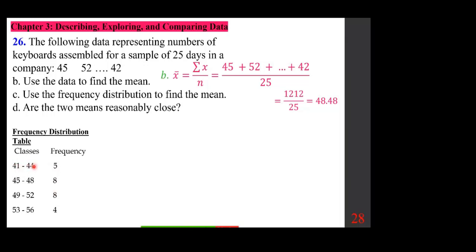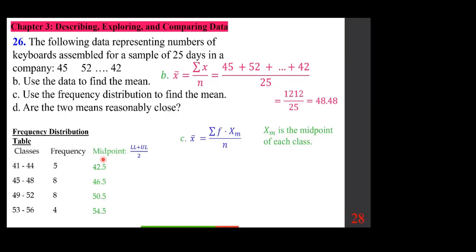And then we know the width is 4. Remember, the width was 4. Just add up. And so you calculate X bar, which is the summation of f times x_m over n. x_m is the midpoint of each class. We calculate the midpoints, as I said, as follows: 41 plus 44, lower limit plus upper limit, divided by 2, and then just add the width. You don't have to calculate it again. It's easier to add the width.